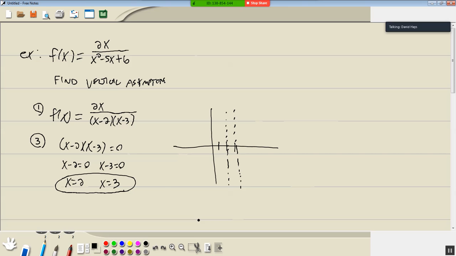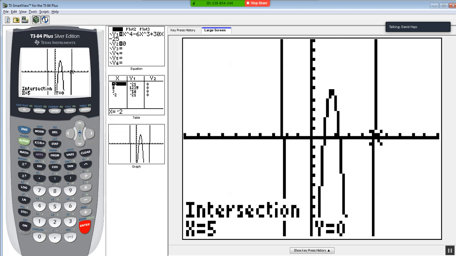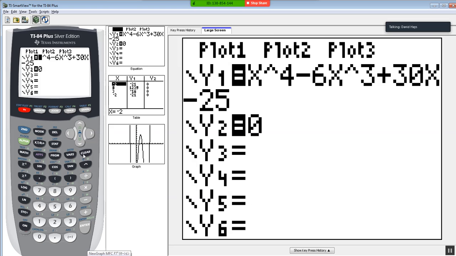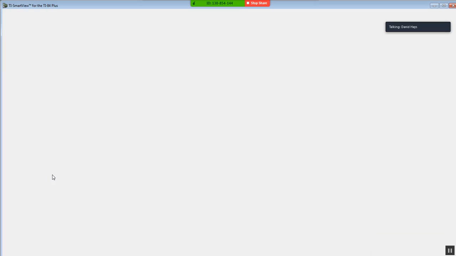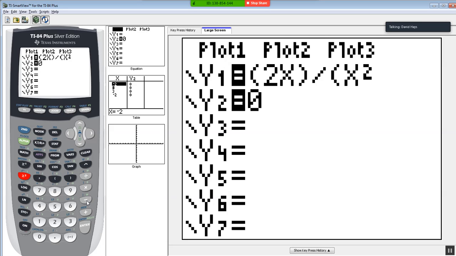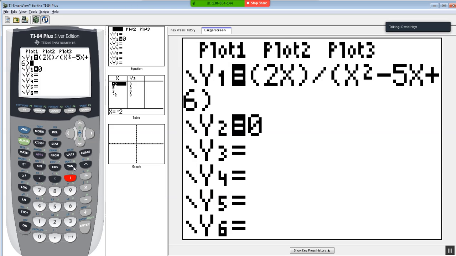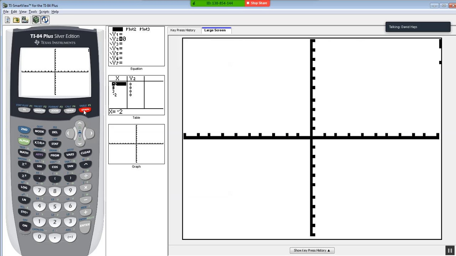Now let's just for fun look at this graph. The key to graphing a rational function is put parentheses around the top, parentheses around the bottom. Okay. Let's go to y equals, clear, beginning parentheses, 2x, closing parentheses, divided by, beginning parentheses, x squared minus 5x plus 6, close parentheses, then graph.